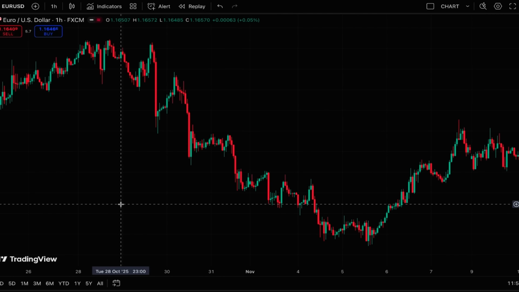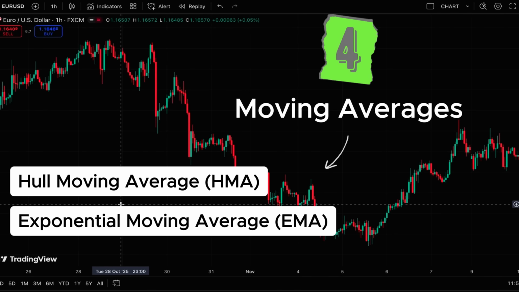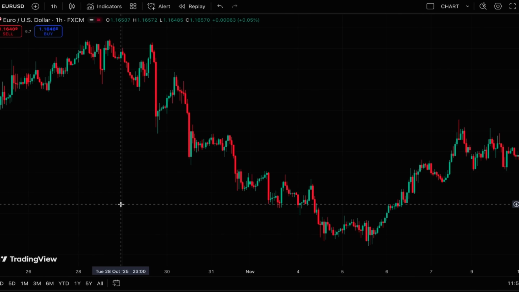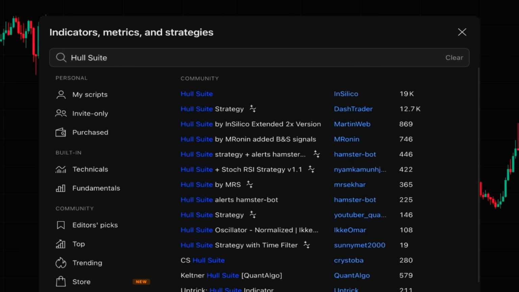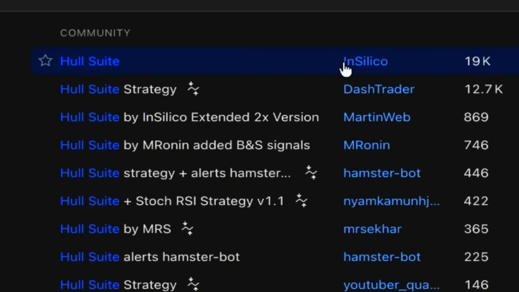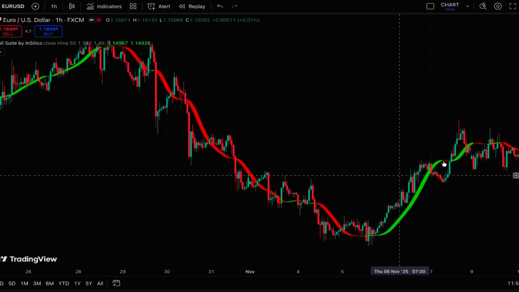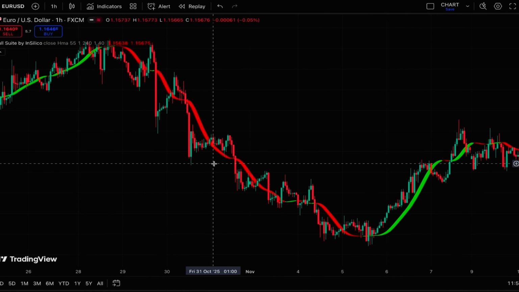Alright, in this trading strategy, we're gonna add moving averages to our chart, which are Hall Moving Average, Exponential Moving Average, and Simple Moving Average. First, let's add the Hall Moving Average. Here, we click on Indicators and we search Hall Suite, this one, which is written by someone named N Silico. Alright, this is a Hall Moving Average that is added to our chart, but we're not going to use it like this, and we need to change its settings so it will be optimized for our trading strategy.